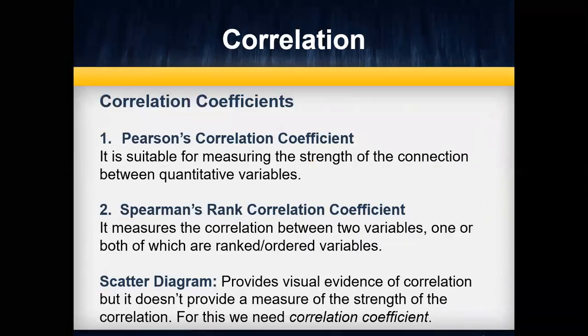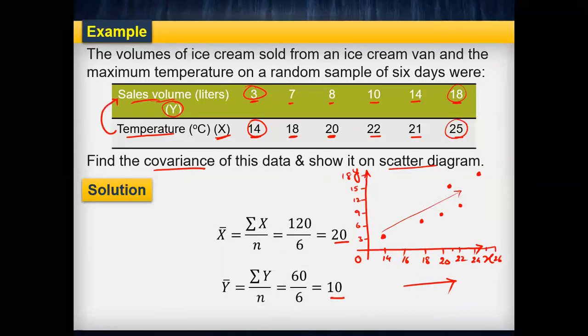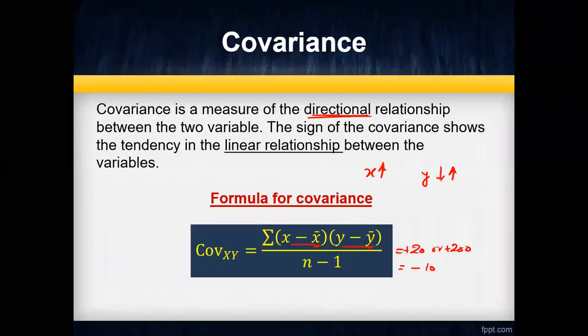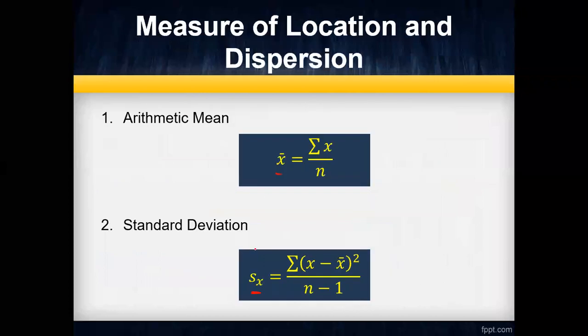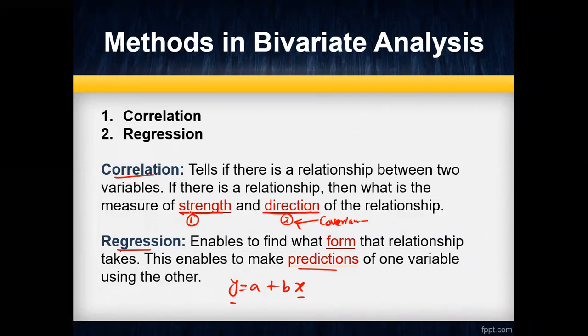Now, in the covariance, what is the problem? Look, at the beginning I told you that we have to investigate two things: strength and direction. Covariance just addresses direction only.